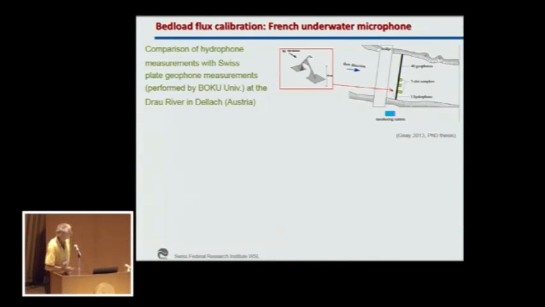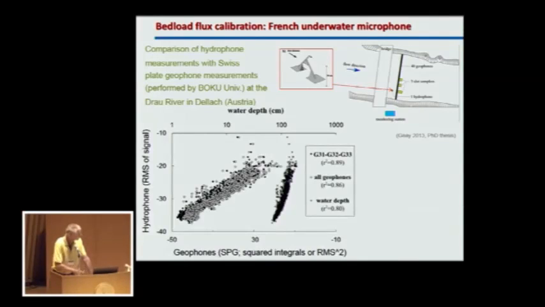Now, going on to the underwater microphones, I show you here some calibration efforts of an underwater microphone. You see here the situation, how it was installed into the Douro River at this point. And there is a sill which is equipped with 40 geophone plates and sensors over the entire width of the stream. And you see the results here. So basically, the 2 systems appear to provide quite similar measurements in terms of bed load transport intensity.